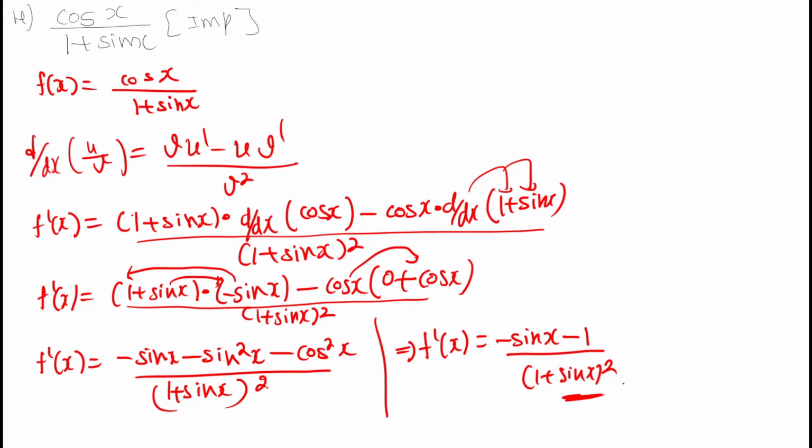Here you need to remember the formula. One is d by dx of sin x is equal to cos x, and d by dx of cos x will be minus sin x. Then substitute the values. If possible, simplify, then write the final answer.